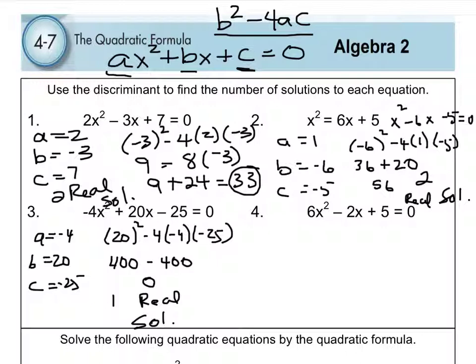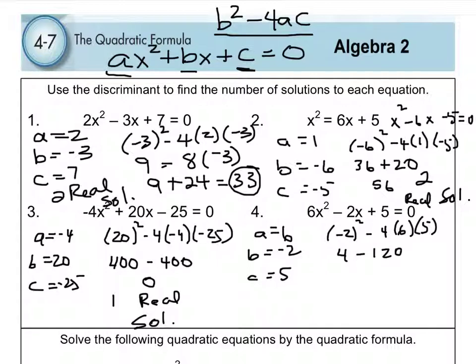All right, again, number 4. For number 4, a is 6. It's already equal to 0. b is negative 2, and c is 5. So I've got negative 2 squared minus 4 times 6 times 5. Negative 2 squared is 4. 6 times 5 is 30. Times 4 is negative 120. So if I take 4 minus 120, that's negative 116, which means, is it greater than, less than, or equal to 0? In this case, it's less than 0, so my answer here is no real solution.